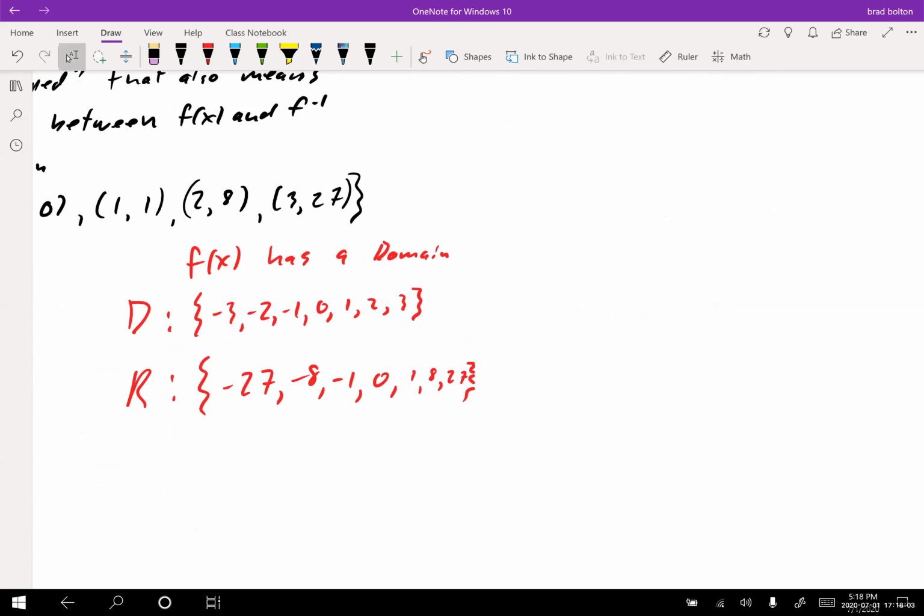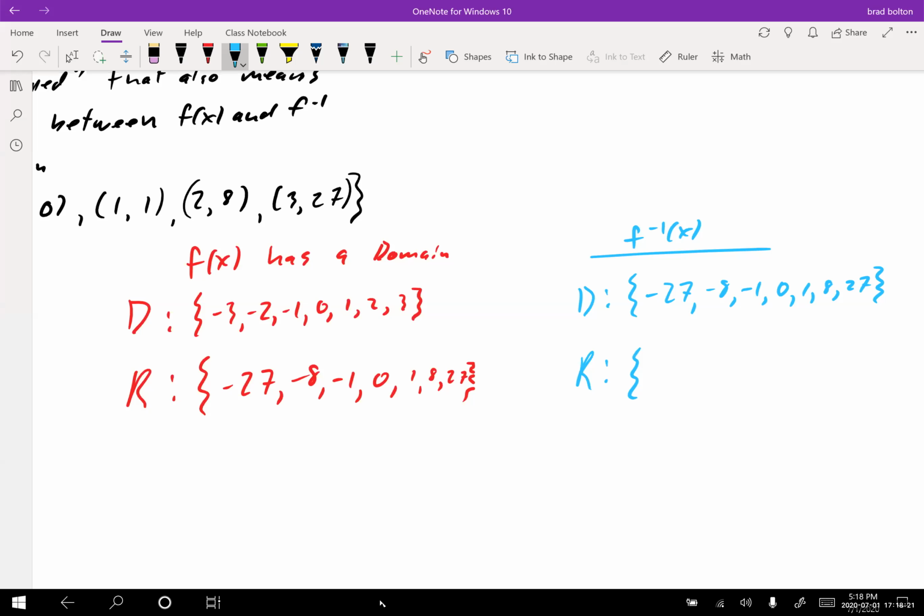So now what we would do is if we wanted to look at f inverse, okay, f inverse would have a domain and a range as well. However, f inverse domain would become -27, -8, -1, 0, 1, 8, and 27 because it's mapping backwards. And then the range would become -3, -2, -1, 0, 1, 2, 3. So that is the relationship between the function and its inverse, okay? Is the domains and ranges interchange, right?